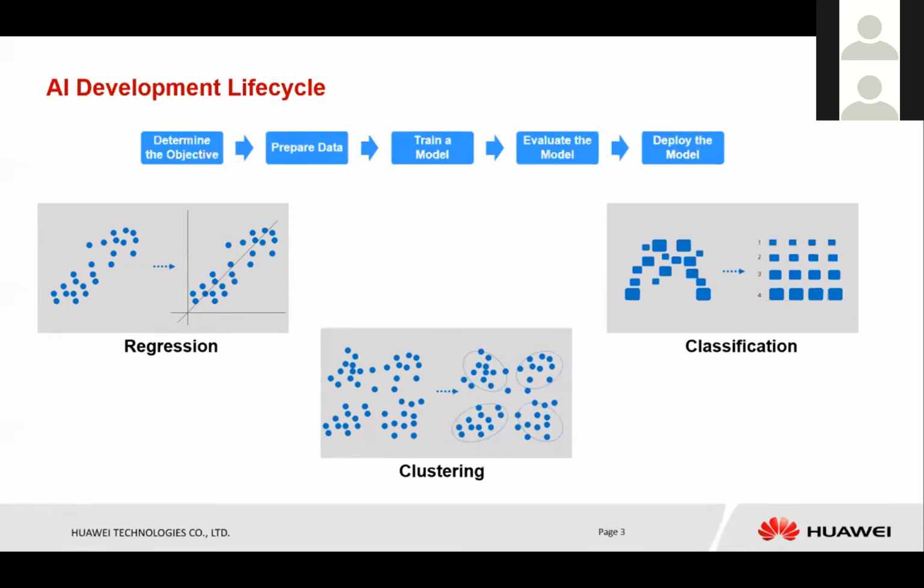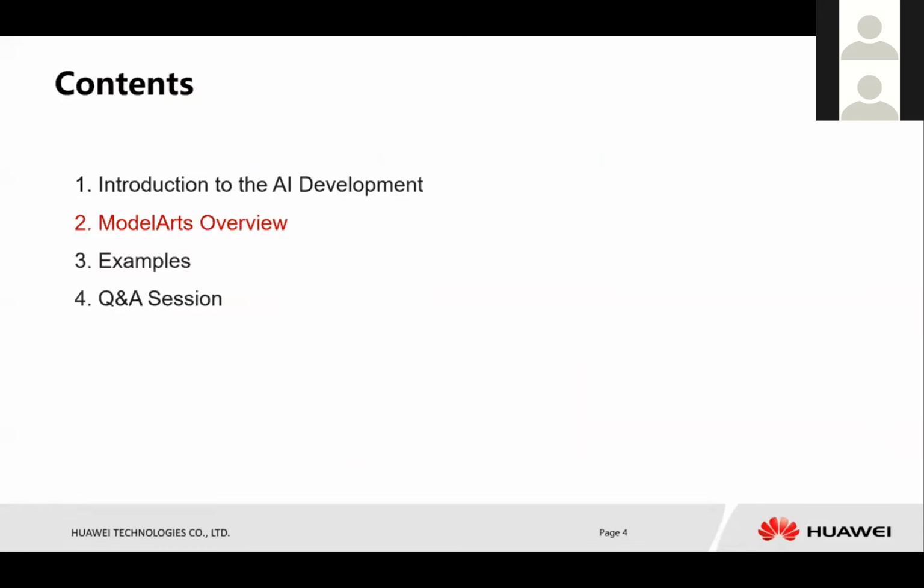Next, let's quickly go into Huawei's product, which is ModelArts. So what exactly is ModelArts? ModelArts is a one-stop AI platform which enables developers and data scientists of any skill level to rapidly build, train, and deploy models anywhere from the cloud to the edge.